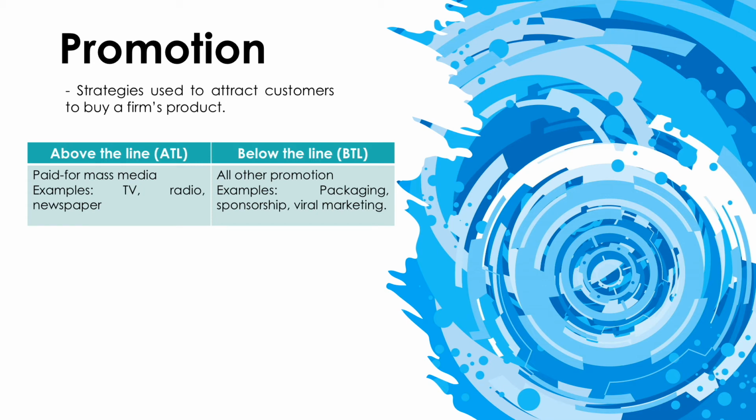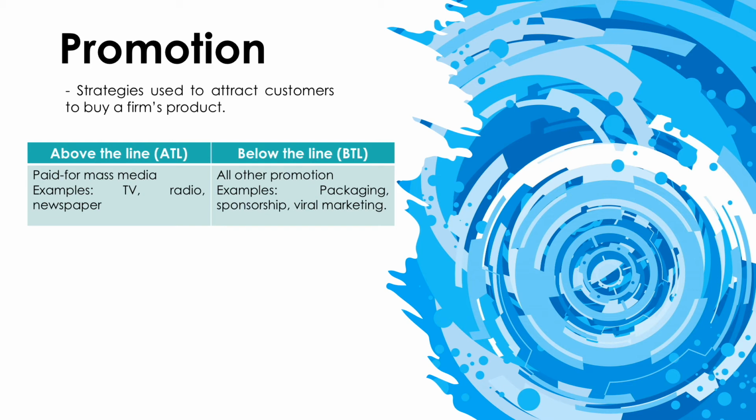Above-the-line promotion uses paid-for mass media, such as television, radio, or even newspapers, whereas below-the-line promotion refers to all the other kinds of promotion, such as packaging, sponsorship, or even viral marketing. Most businesses nowadays use a combination of both, where they implement above-the-line and below-the-line promotions.